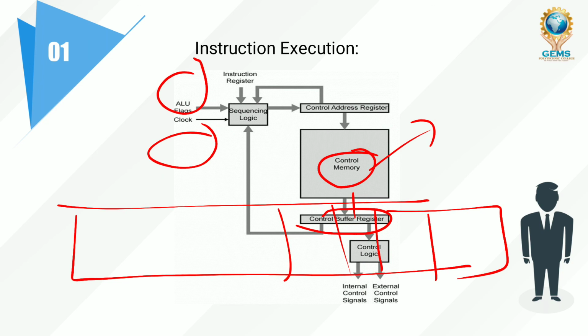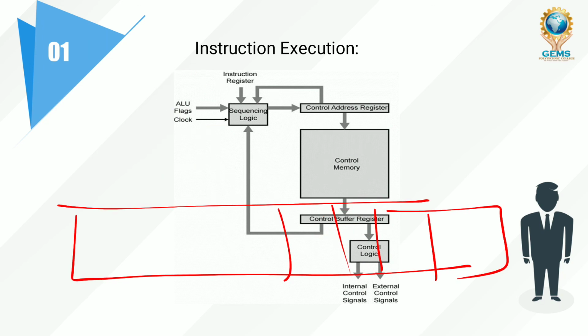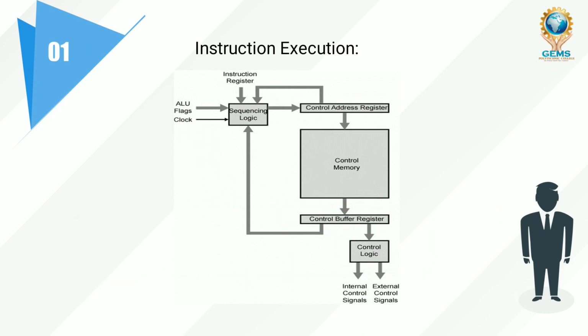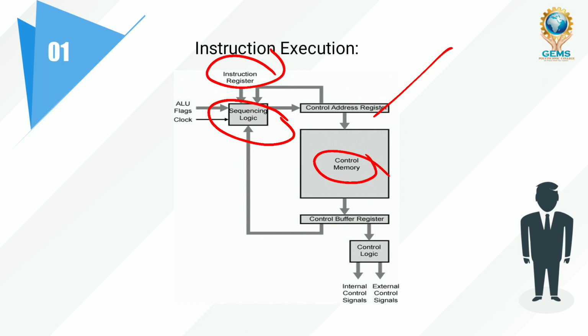I hope that you understand it. Just look at the diagram. This is the instruction execution diagram. Instruction register here. Sequence logic, sequencing. All of you know about sequence. Sequence logic helps you send the instructions in sequence order, and control address register, and control memory, and then control buffer register, control logic, and internal and external signals. I hope you understand this one.